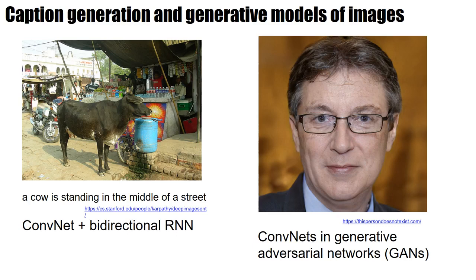Let's finish with 2 final applications. One is one can combine a convolutional network with a recurrent neural network, RNN, and then the network really reads out a caption like a cow is standing in the middle of a street. Or we can combine convolutional networks with adversarial networks, also called GANs, and then it can be used to generate new images, new faces, new portraits of people that do not exist. So let's summarize. We have covered quite a bit of ground.